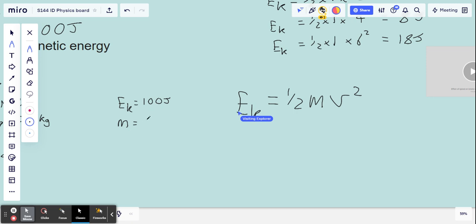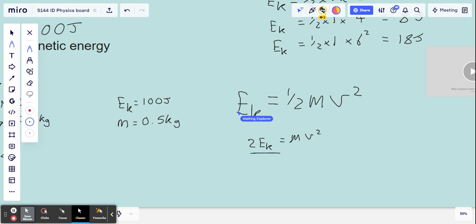So the mass is going to be 0.5 kilograms. And we're going to rearrange the equation because we want to get what the velocity is. If the kinetic energy is 100 joules and the mass is that, we want to work out what the velocity is. First we're going to multiply both sides by 2. So I end up with 2 times the kinetic energy is equal to the mass multiplied by the velocity squared.